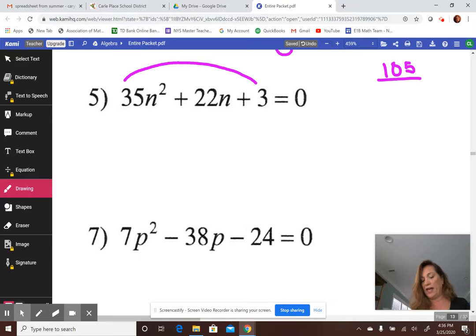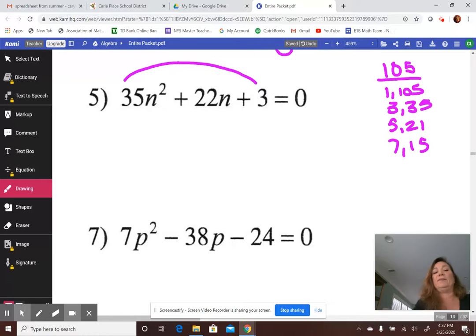Second table for that list. I've got 1 and 105. I've got 3 and 35. I've got 5 and 21. I've got 7 and 15, which is going to be the winner. So I'm using 7 and 15.